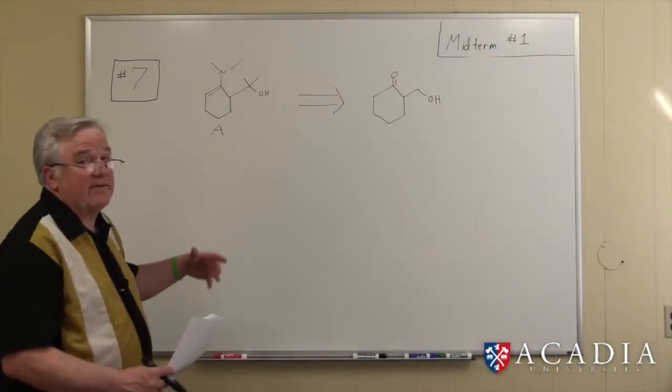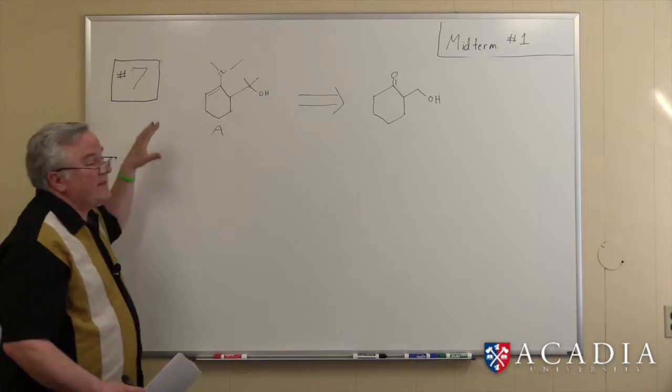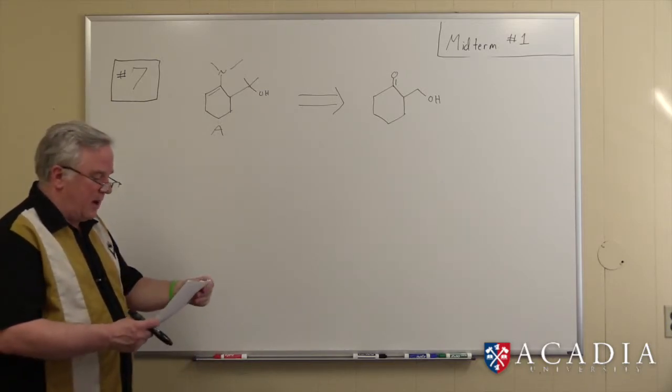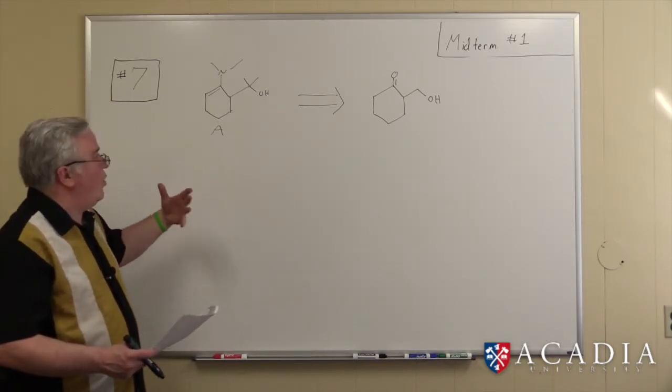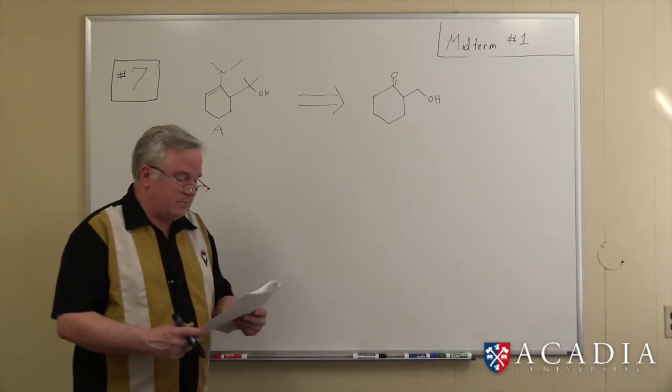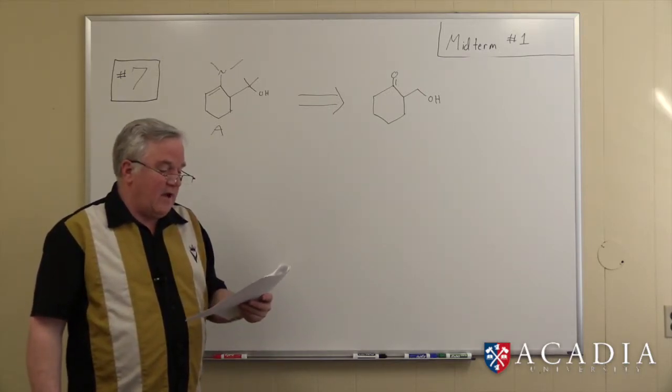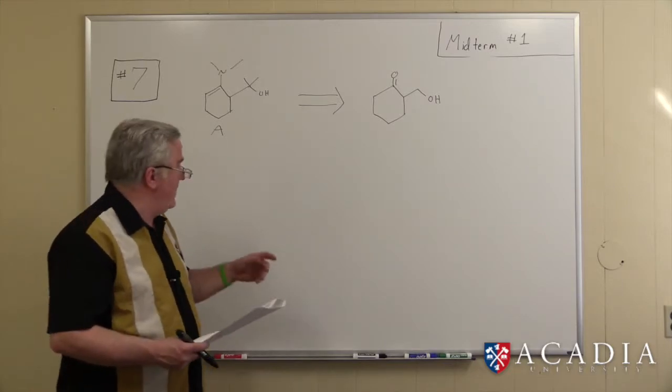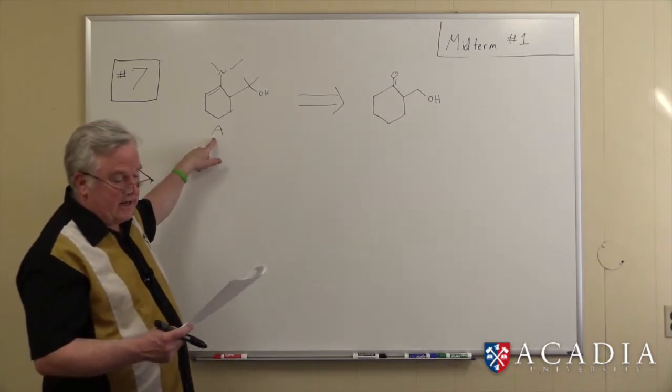Let's take a look at number 7 from the first midterm. Number 7 was the most difficult problem on the midterm exam. What have we been asked to do? It says provide a synthetic pathway for the molecule below, A. I apologize, I forgot to put A there.